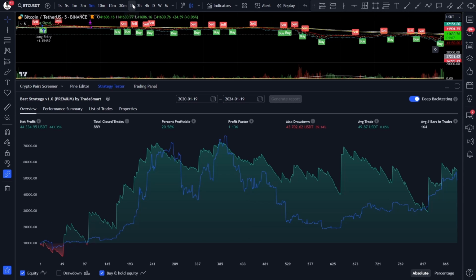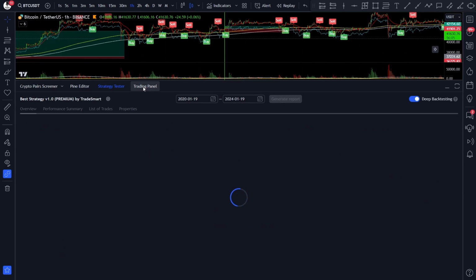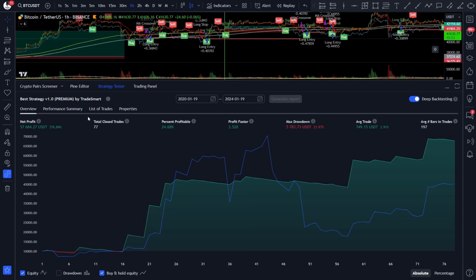But now let's see the higher time frames. First, the 1 hour. On the 1 hour, we got 77 trades and the strategy made 576% net profit. We had a 24% win rate with a 3.5 profit factor, which is great, and only a 22% maximum drawdown, which is also decent. The strategy again outperformed Bitcoin buy and hold, but the 30-minute gave better results.